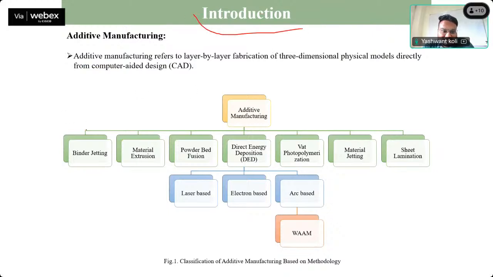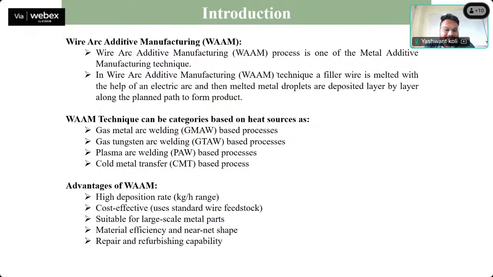I have already told in the last lectures that there are 7 families of additive manufacturing, but we are focusing on directed energy deposition. In directed energy deposition we have laser-based methods, electron beam based methods, and arc based methods. So with a welding power source we are focusing on the arc based method, and in the arc based method we are adopting WAM technology, that is layer by layer additive manufacturing using a welding power source.